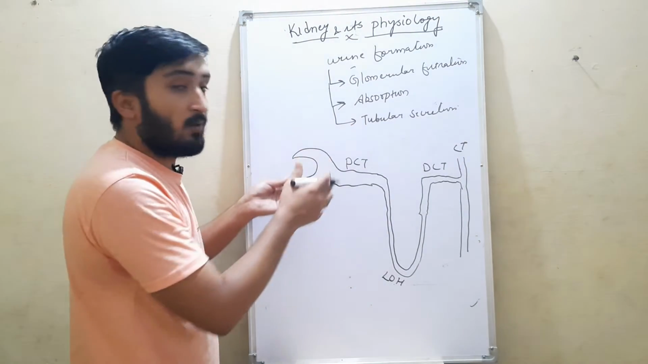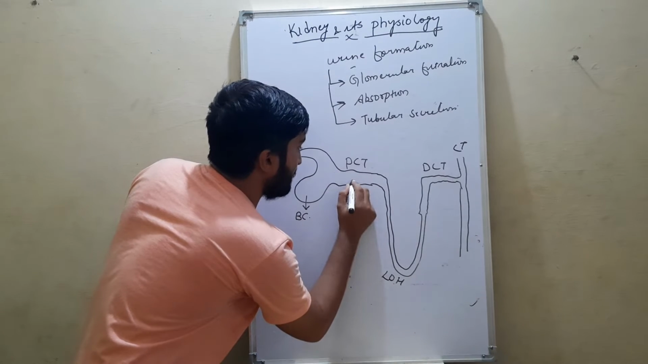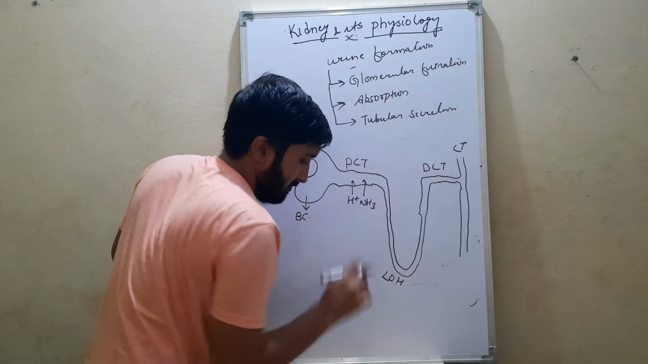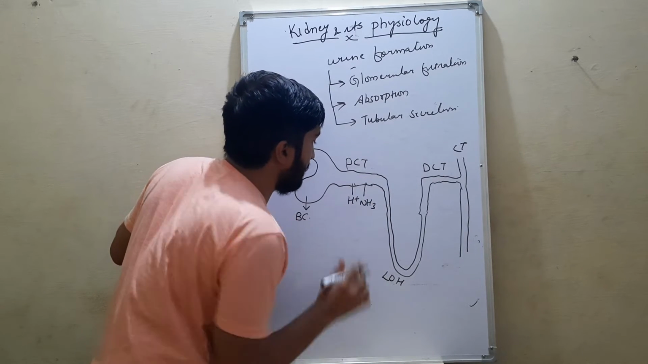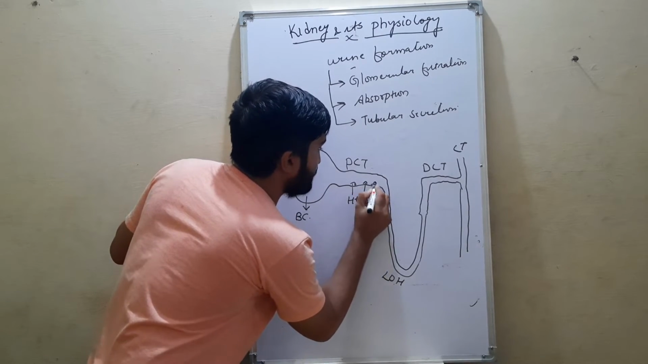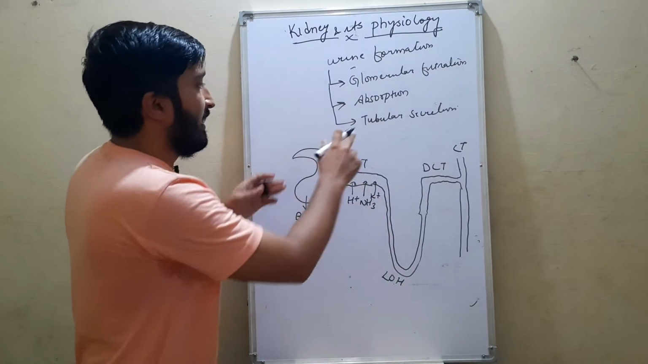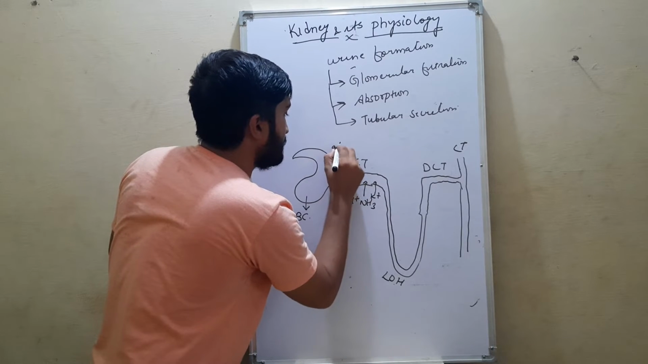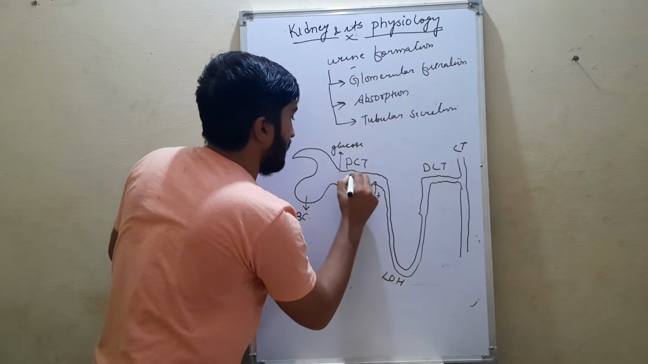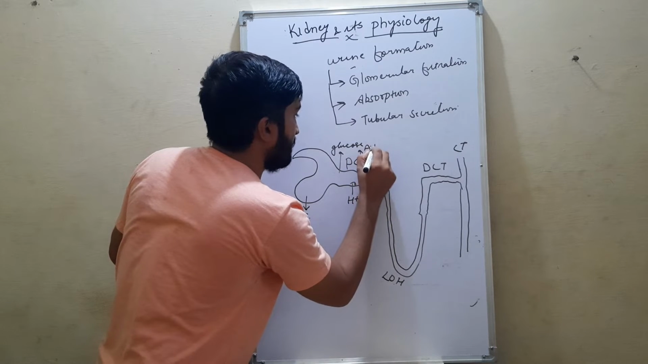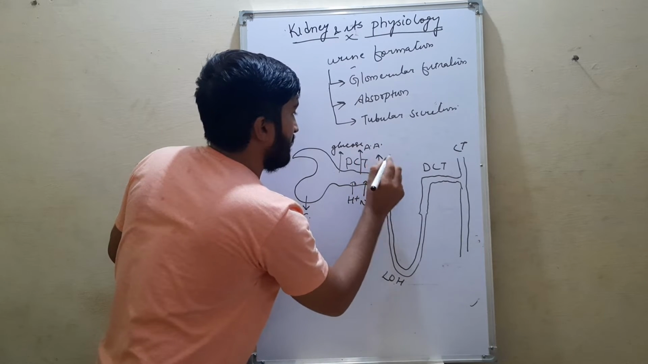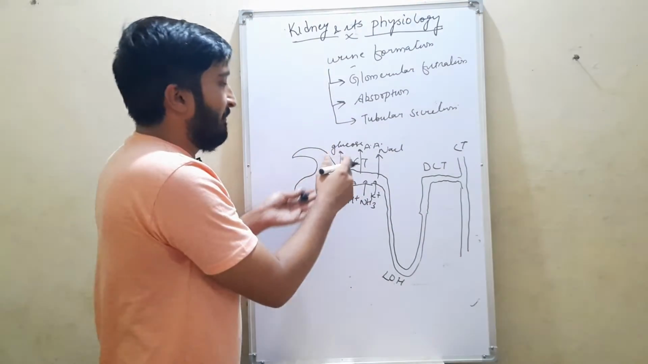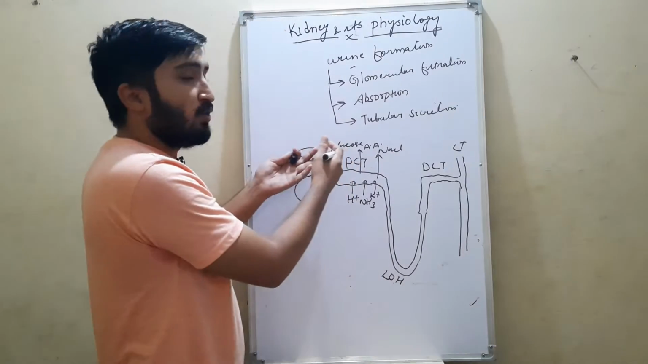Which elements are absorbed and which are secreted? Mainly H plus, hydrogen, ammonia, and potassium are excreted into the fluid, that is tubular secretion, and absorption will be of glucose, amino acids and salt, NaCl. This will occur in the PCT. Mainly most of the nutrients are absorbed in the PCT.